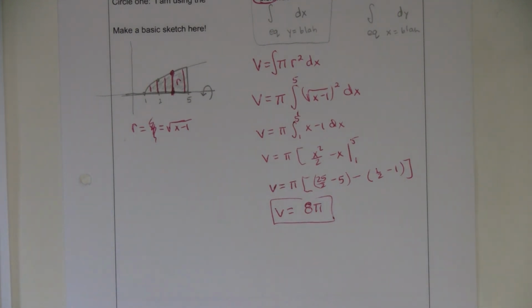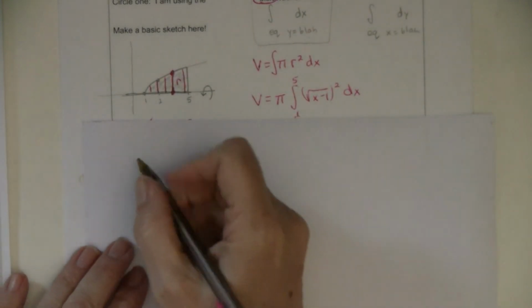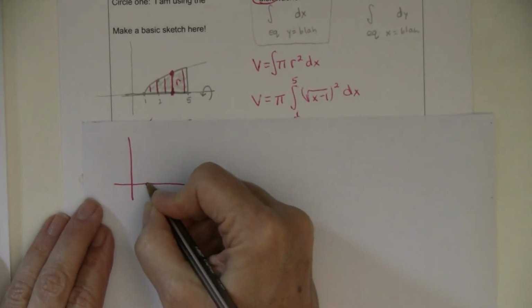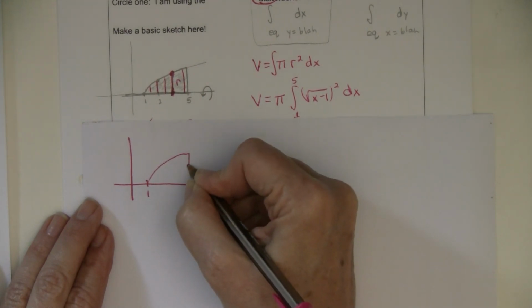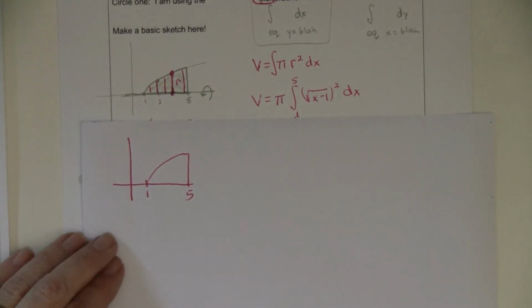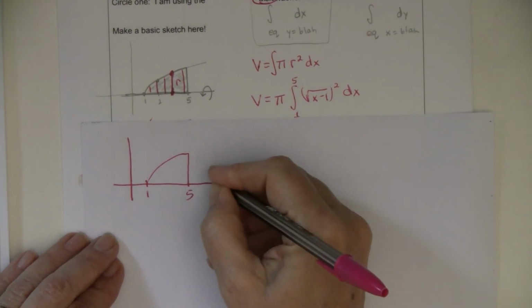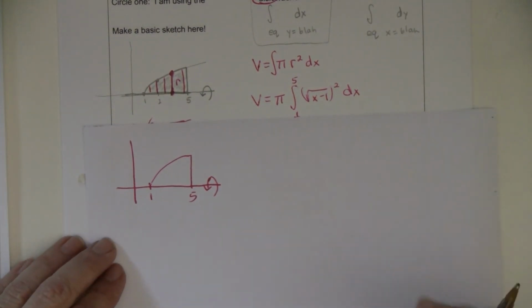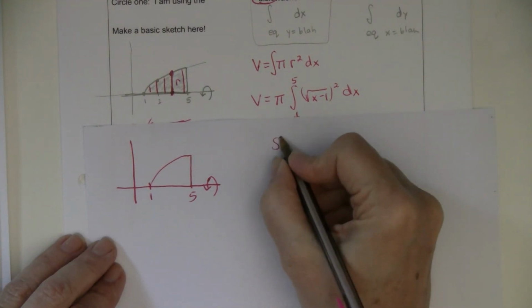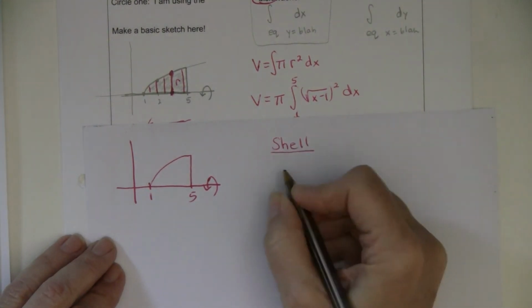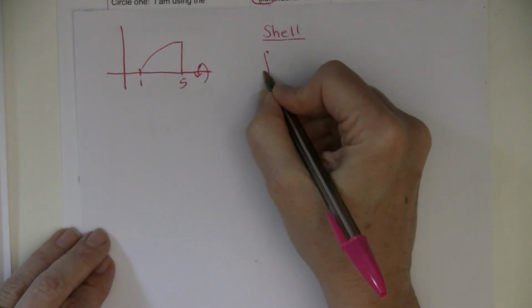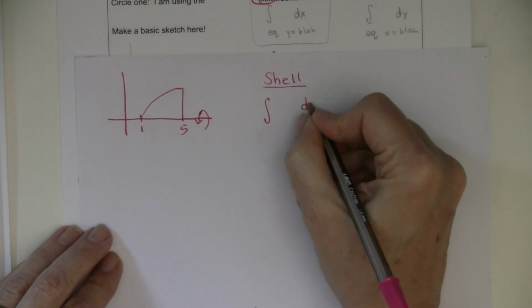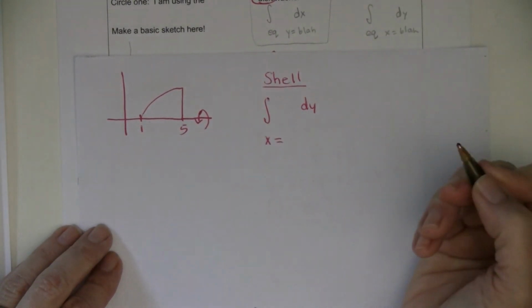Okay, so I'm going to do this same problem, and so I'm going to make my basic sketch. 1 to 5. We're rotating around this axis. Okay. And if we decided that we were going to do a shell method, just for yucks, right? Just to give it a try, then remember it was dy, and your equations have to look like x equals blah blah.